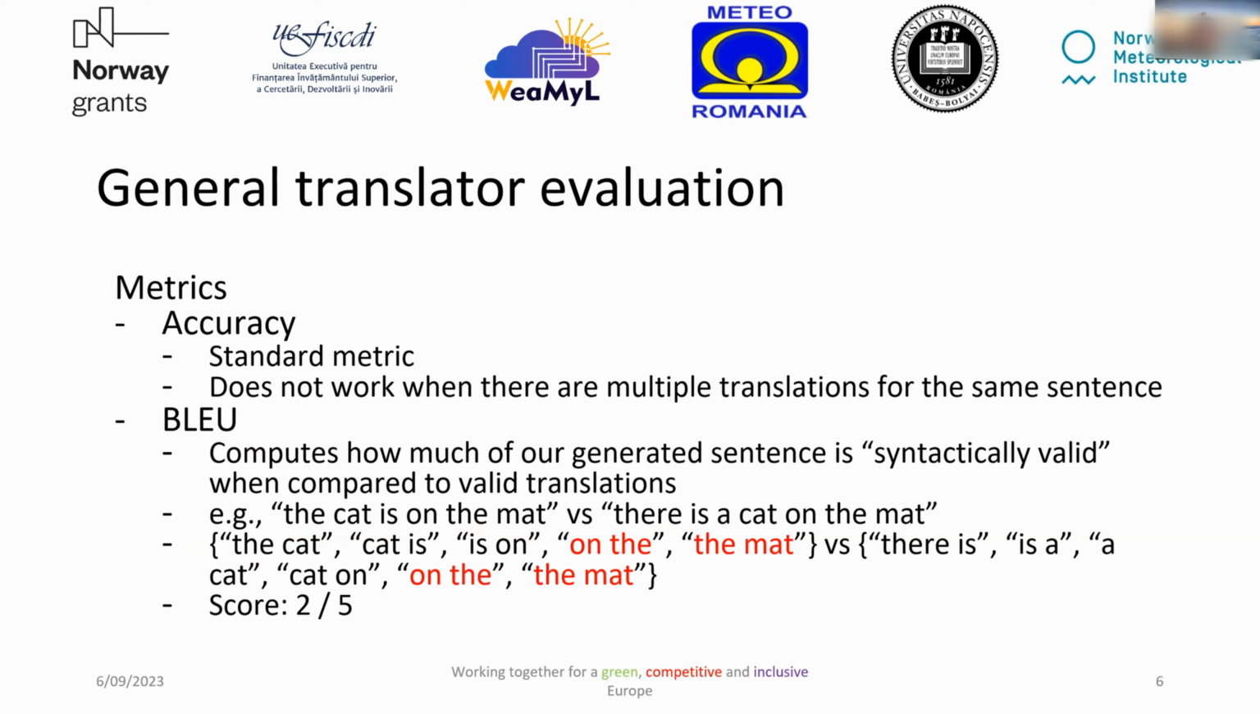What we do is we compute groups of two consecutive words, which can be seen right here, and we see how many of these groups in our first sentence match with the database. Highlighted are the matching words, and you can see that there are 2 out of 5 groups in our first sentence. So the score is 2 out of 5.